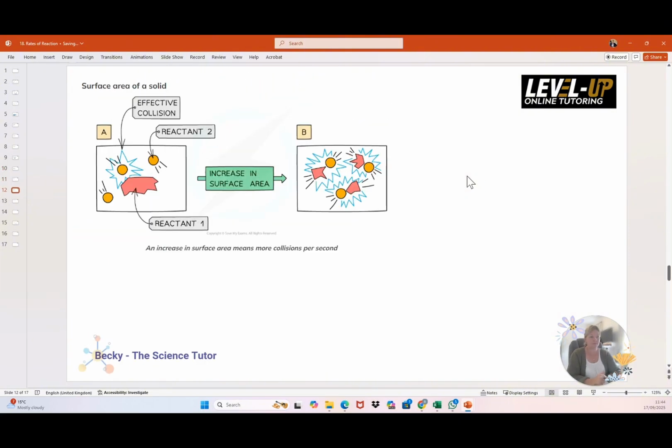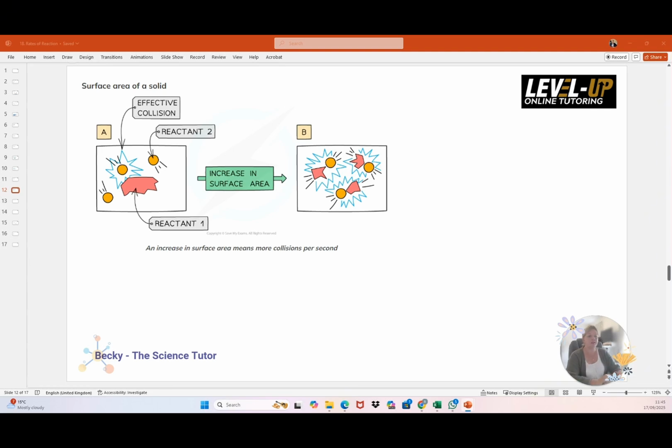Okay, final one then. So what about the surface area? When we increase the surface area, we're often making our reactants smaller. So you might have done this with something like large marble chips or limestone chips, smaller chips, and then in a powder. So all we're doing there is we're increasing the surface area.